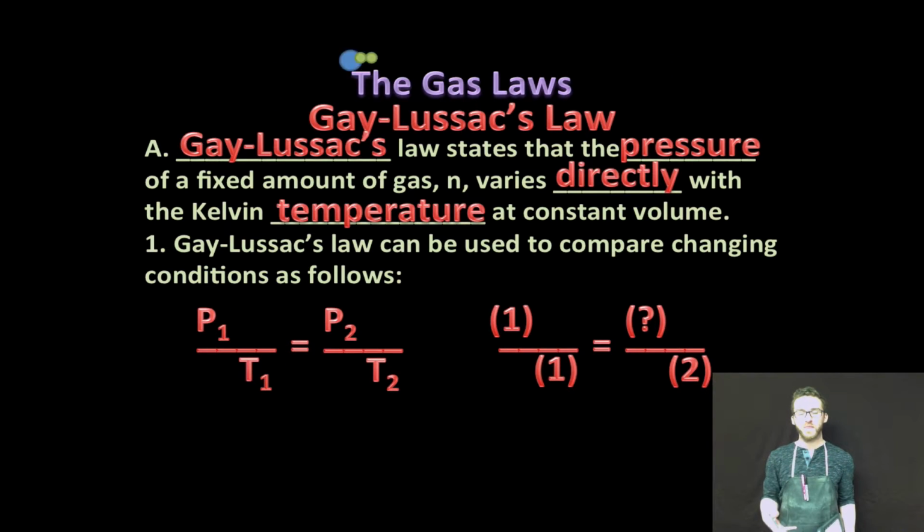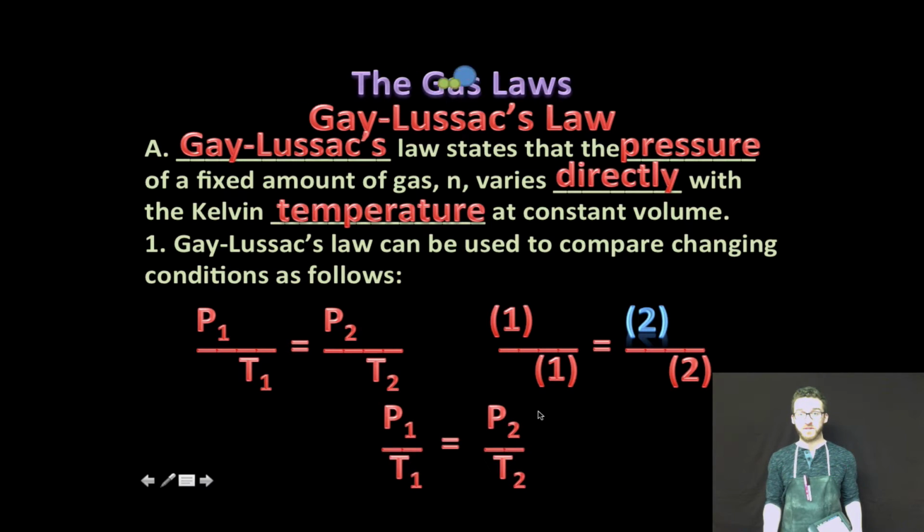And again, think about the relationship that exists between pressure and temperature. It's a direct relationship. If I were to say double the Kelvin temperature, what must happen to the pressure of that gas? It would have to double as well. And again, this can be simplified from the combined gas law to the expression that you see on your screen. P1 over T1 equals P2 over T2.